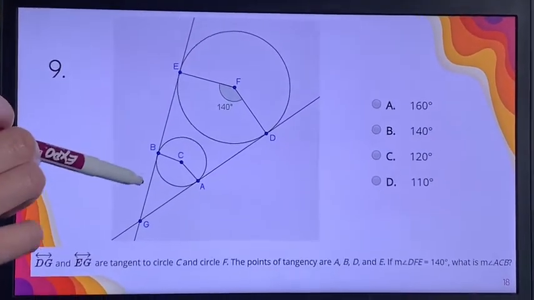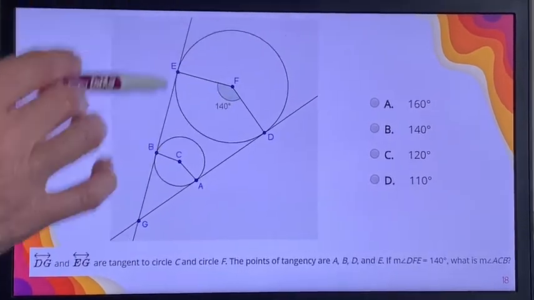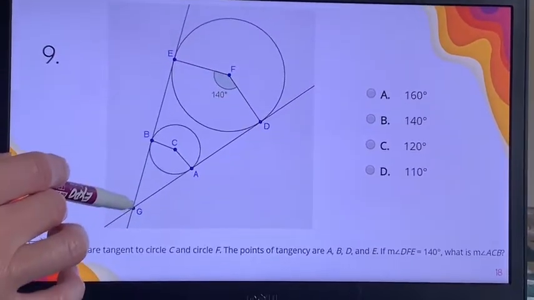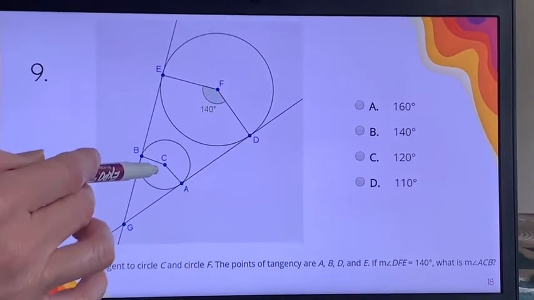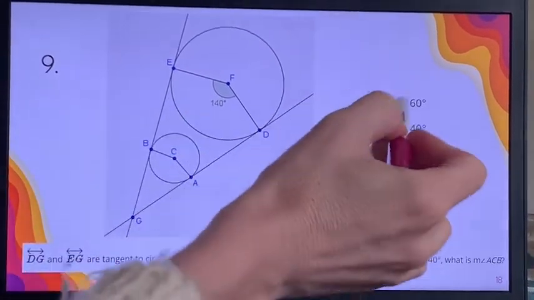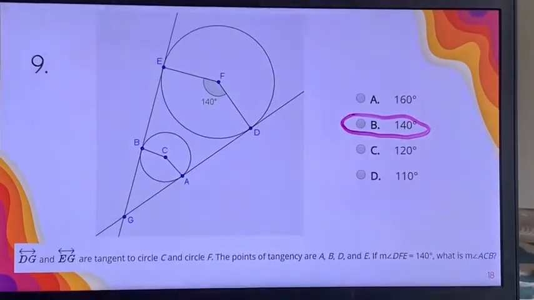Whenever you have this scenario and you've got 2 circles sitting within the same 2 tangent lines, coming out to those points of tangency, these angles are going to be congruent. So if this is 140 degrees, this one is also 140.